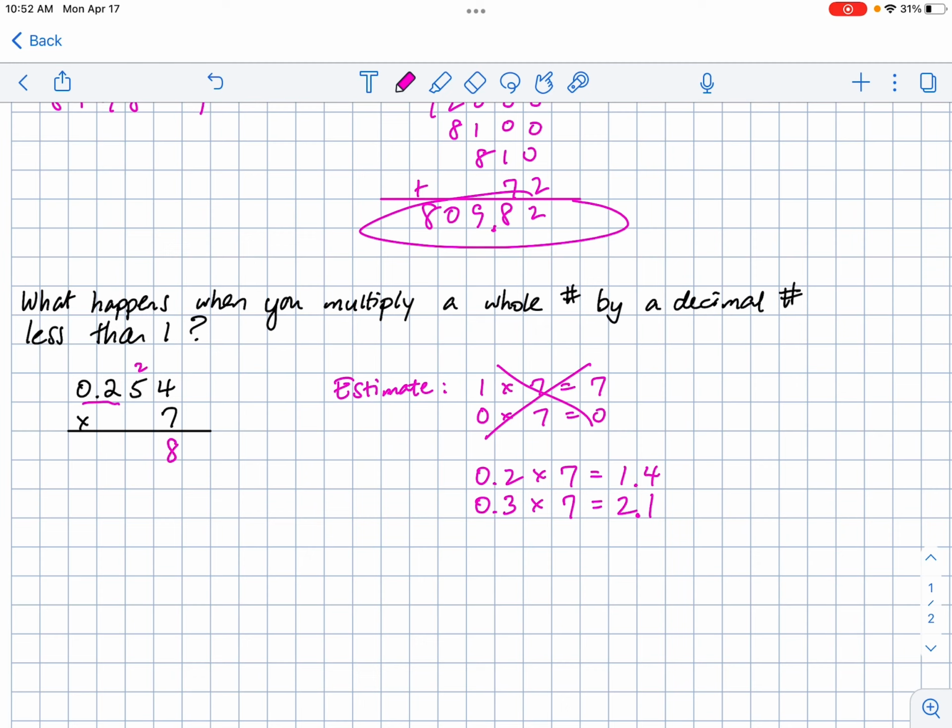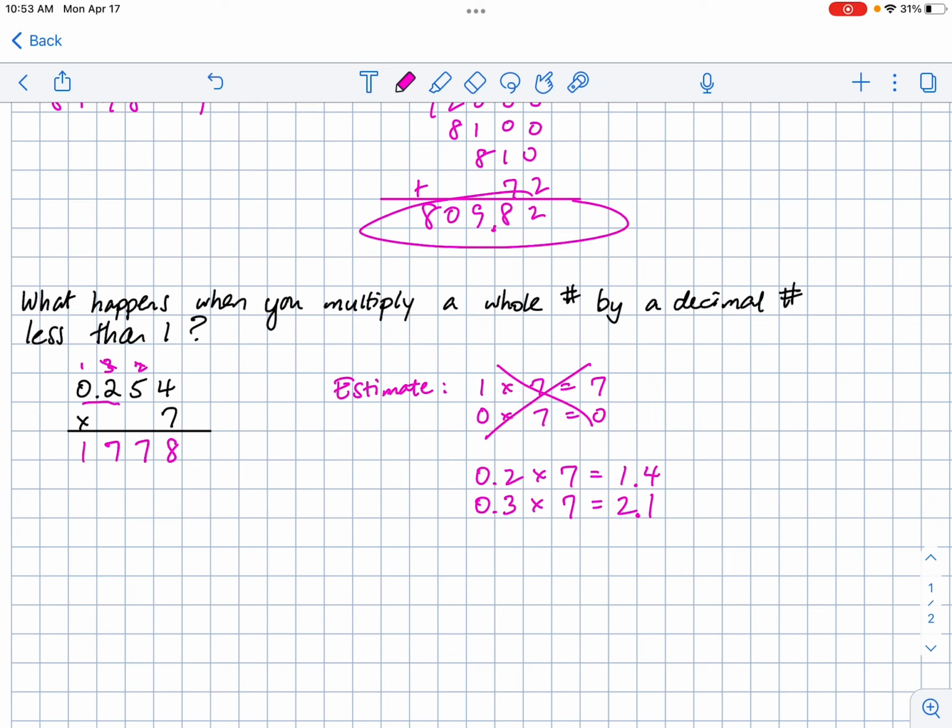5 times 7 is 35. Plus 2, which is 37, carry the 3. 2 times 7 is 14. Sorry, 2 times 7 is 14 plus 3 is 17. Carry the 1. And then 0 times 7 is 0 plus 1 is 1.